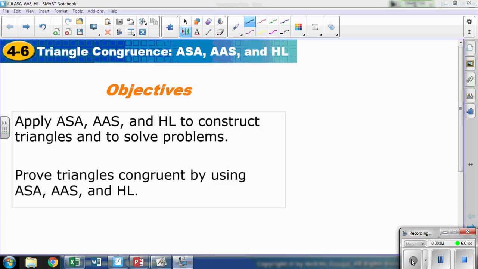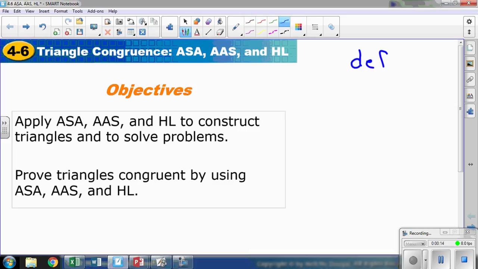In this lesson, we are going to continue building our checklist of tools that can be used to explain why triangles are congruent. So far, in our work with congruent triangles, we've been able to use the definition of congruent triangles. And we'll, of course, recall that one means that we have to have 3 pairs of congruent angles and also 3 pairs of congruent sides. A long checklist of 6 things.